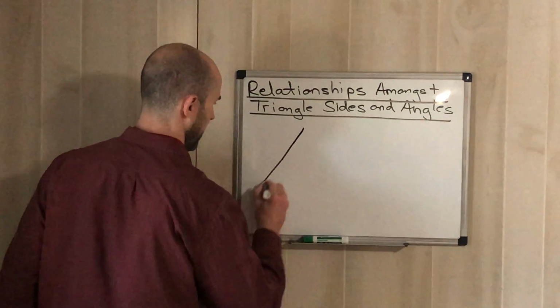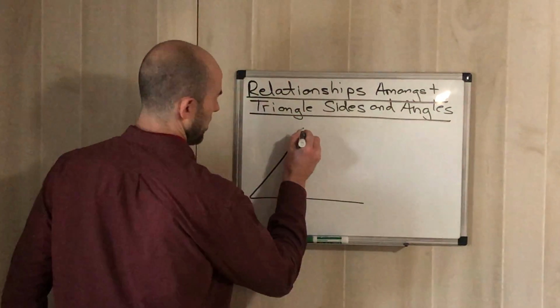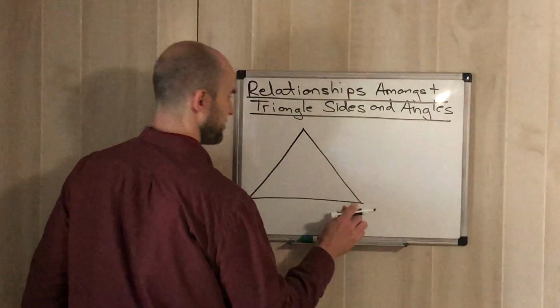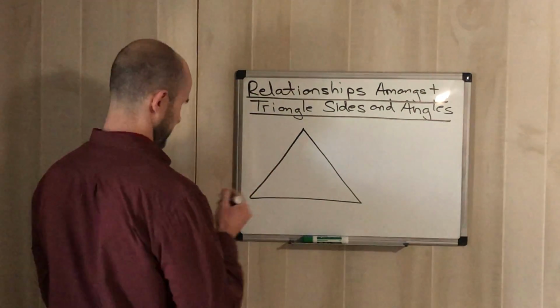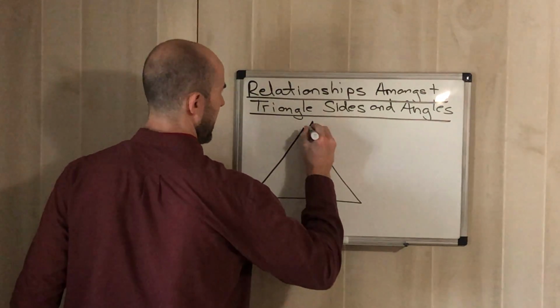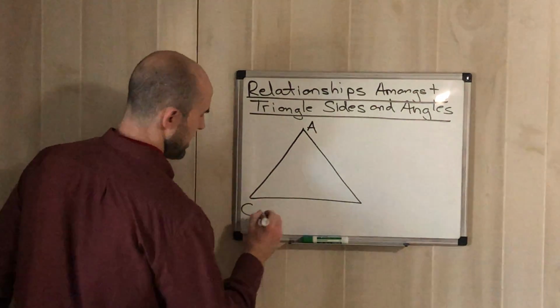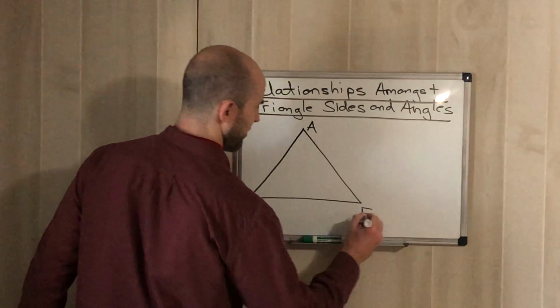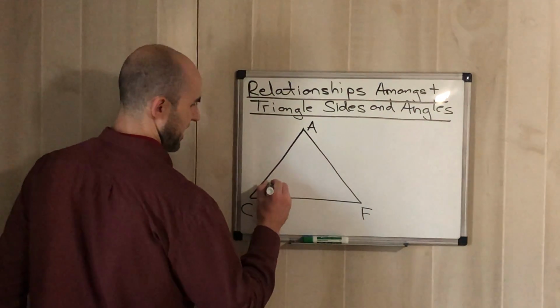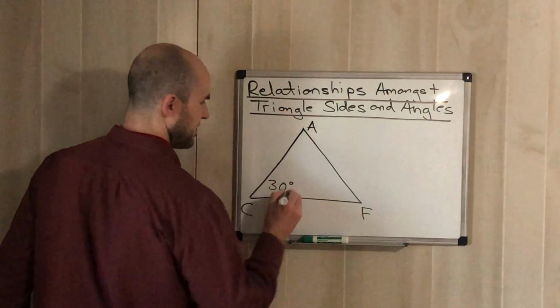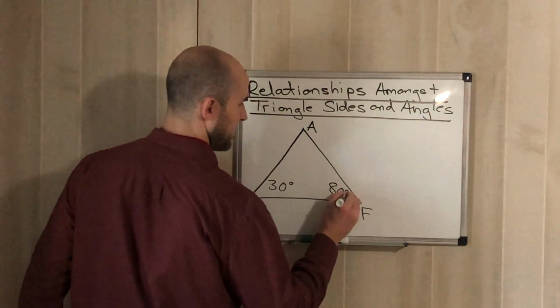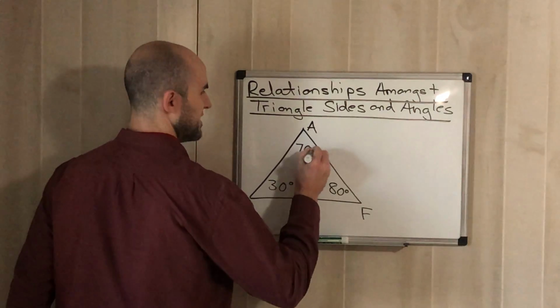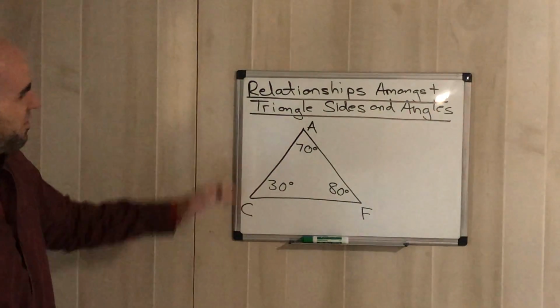Let's say we have a triangle right here, and let's label it. Let's call that A. Let's call this C. Let's call this one here F, right? And let's say that this angle here is 30 degrees, this angle here is 80 degrees, and this angle here is 70 degrees. We have those three angles, right?